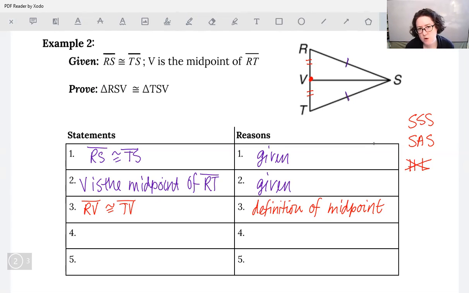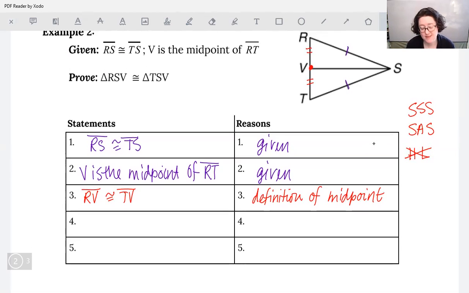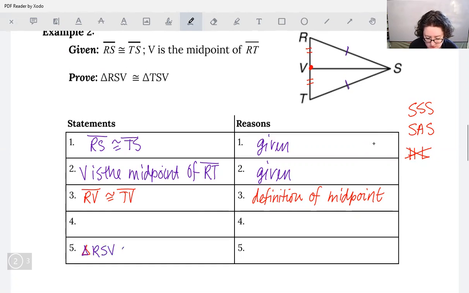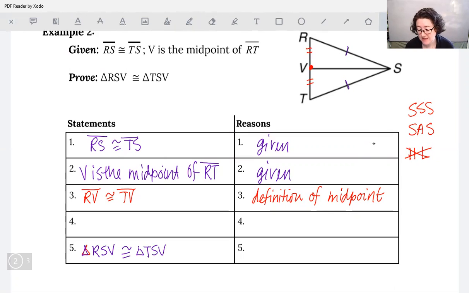Again, I'm going to work ahead on this, because I know that the last statement of my proof always has to be the thing I'm proving. So I know I'm going to have to end up, actually, let me change my color, because this is something we're getting right from the information in the proof. So our triangle RSV is congruent to triangle TSV. I don't know why yet, but any ideas, any way we could make this fit either SSS or SAS?